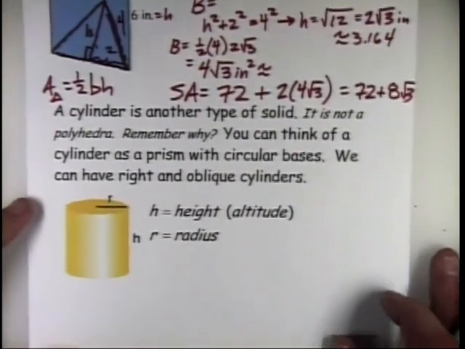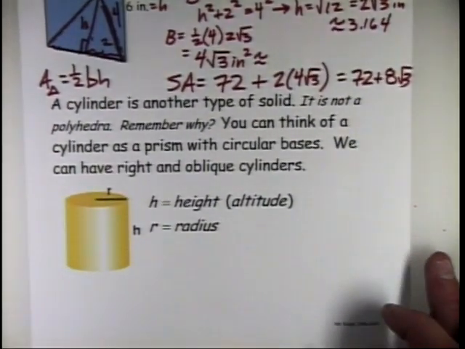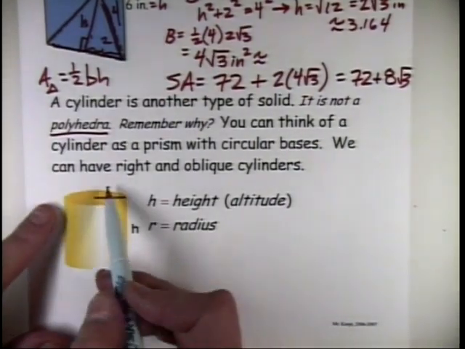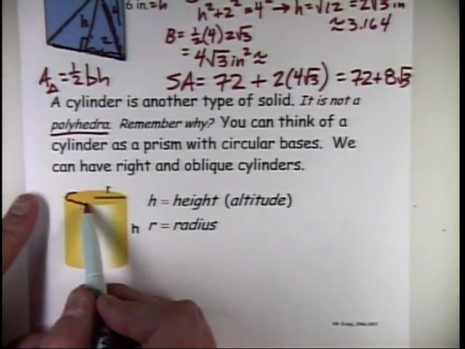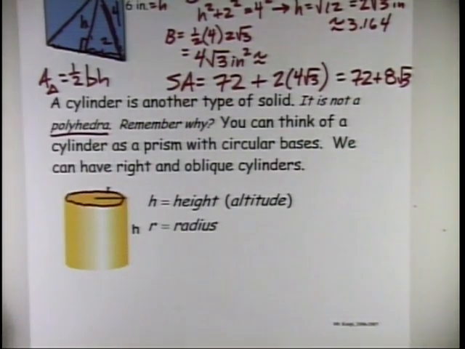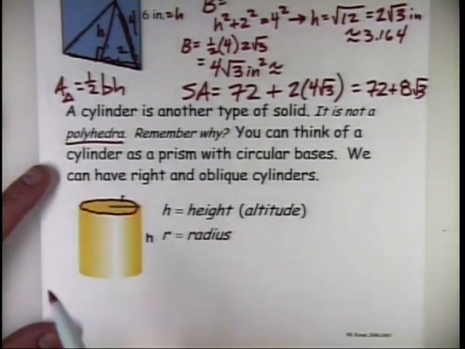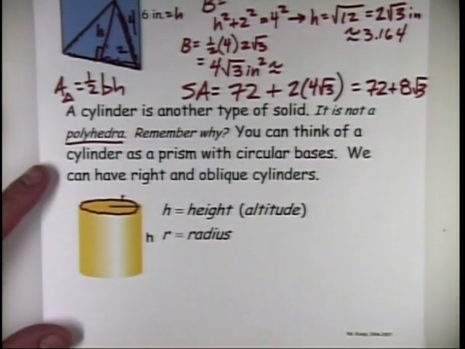All right, let's look at another one. The cylinder is another type of solid. Now, it's not a polyhedron. Do you remember why? It's because the face or the base is circular, and a circle is not a polygon because it has a curved surface. But you can think of a cylinder as a prism that has circular bases. They have uniform cross sections.